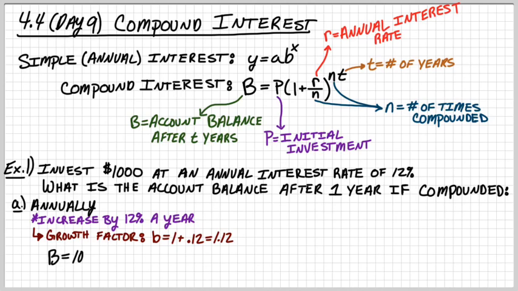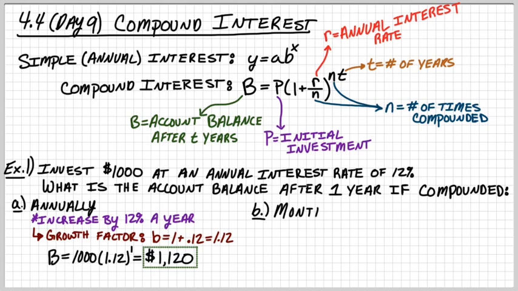So the balance in our account would be $1,000, that's our starting value, times 1.12, and that only happens once. We're only doing it for 1 year. So it's compounded annually one time. So you multiply that together, you get $1,120. And notice, we could have used the compound interest formula, but it would have been a little bit excessive to plug in 1 for T and 1 for N. This ends up looking a lot like just the simple exponential formula. Okay, so that's a bit of an easy one.